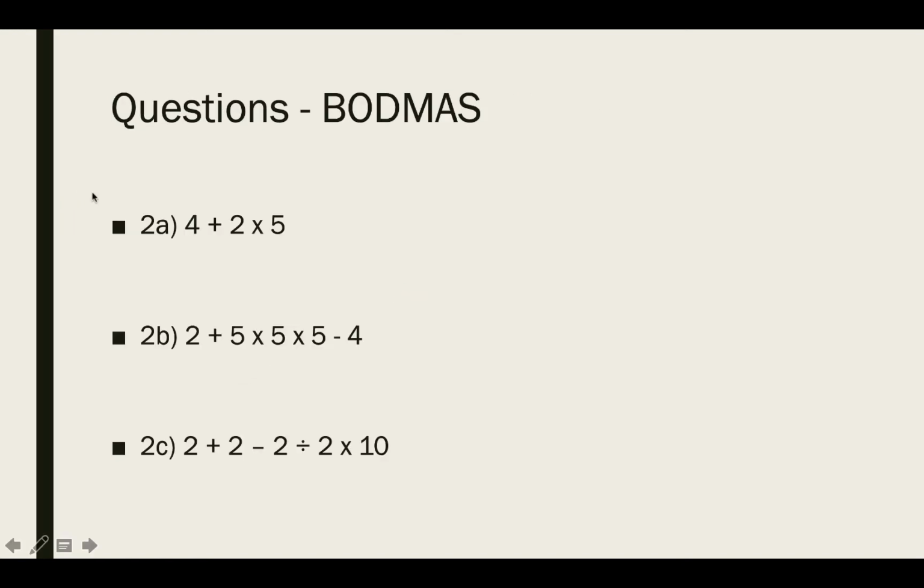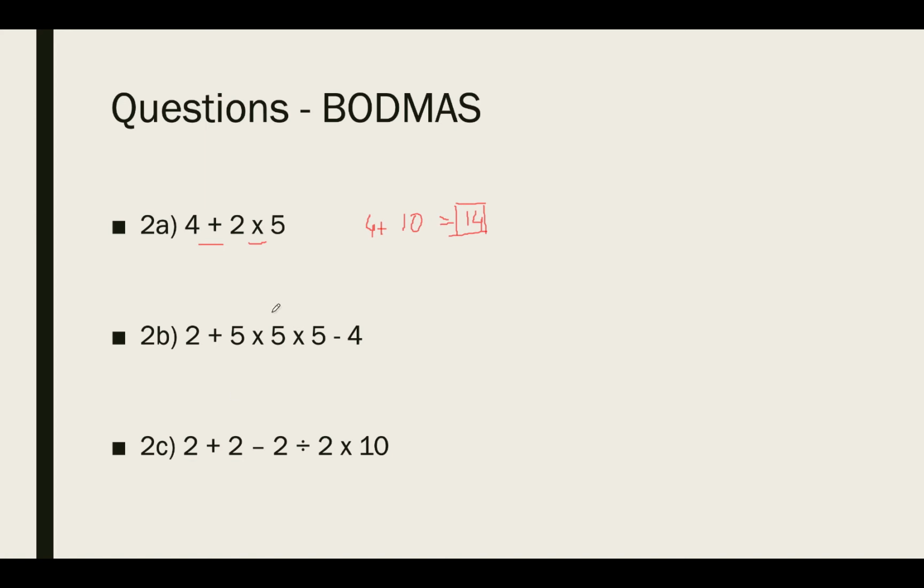So I've just got some questions which you can answer, so if you want to pause the video, feel free. If not, I'm just going to go through the answers now. So for those of you who have paused the video, we're going to get the answers or the workings out just now for you. So if we have a look, we've got 4 plus 2 times 5. So what comes first, multiplication or addition? It's multiplication. So 2 times 5 is 10, 4 plus 10. So now we've got 4 plus 10, which equals 14. So the answer to the first question is 14.